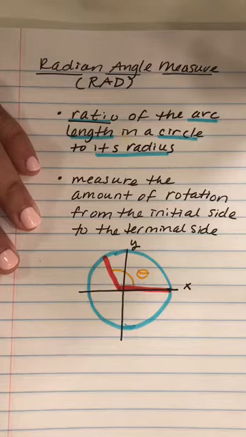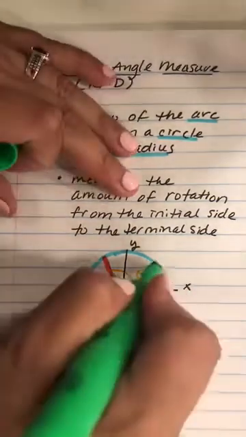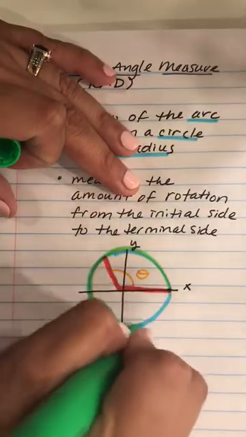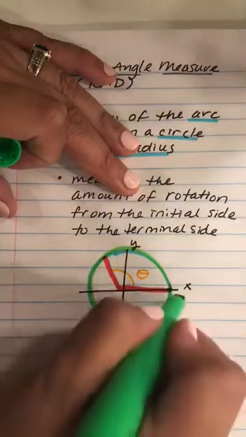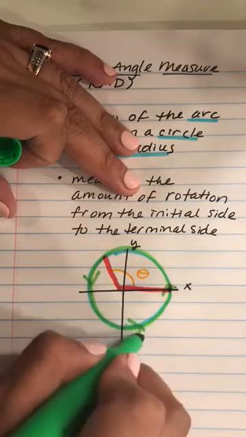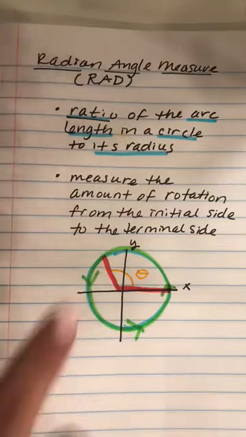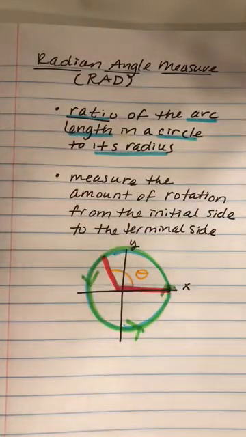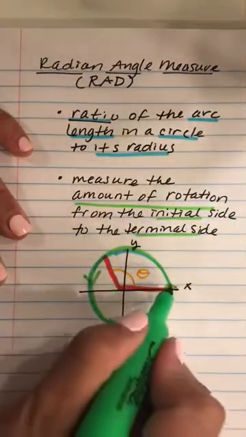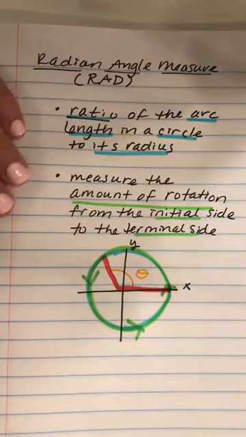As we're talking about the amount of rotation, the rotation is traveling around the circle. You can continue to go around the circle and you can have multiple rotations. So, the amount of rotation from the initial side to the terminal side. The initial is the start, and the terminal side is going outward to the left.